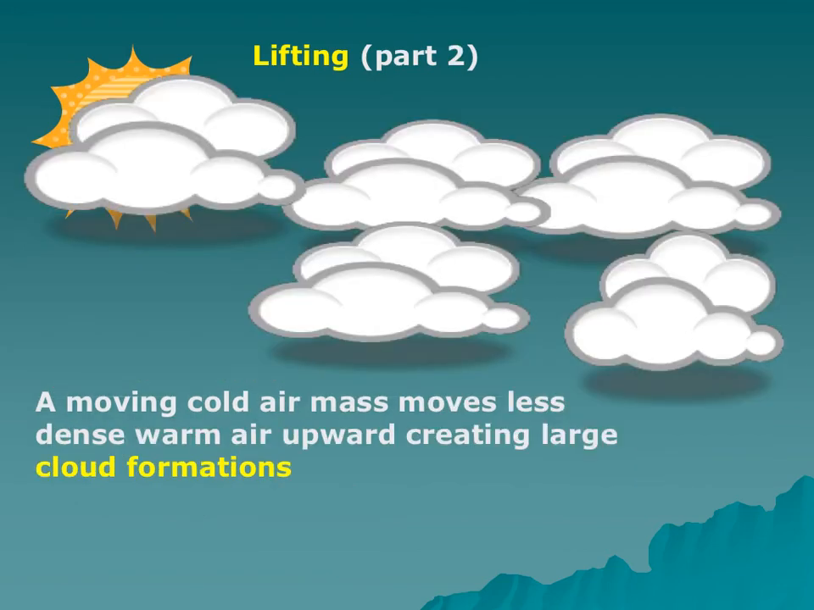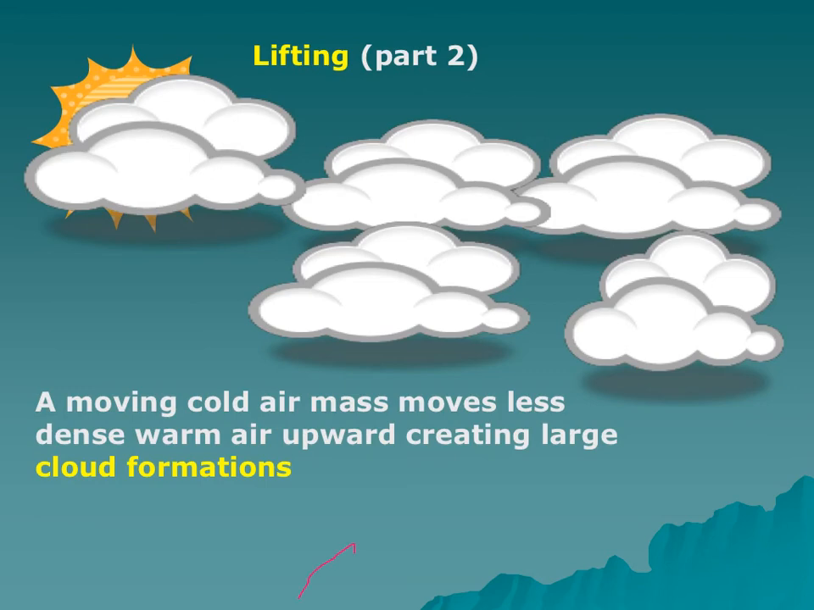As that moving cold air moves away, less dense warm air moves upward. And so we create more and more cloud formations. You get mass cloud formations, a lot of clouds forming as more air gets lifted. Because as cool air from the ground gets pushed up the mountain, as the wind blows or something, it pushes the cold air up the mountain.